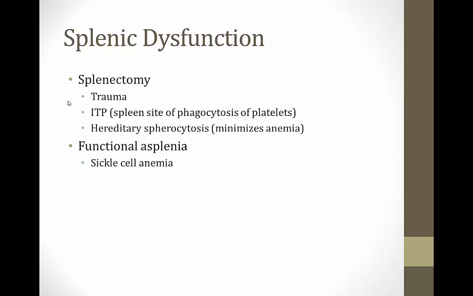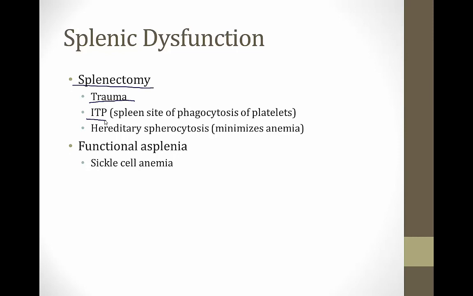So why would someone have absence or a non-functional spleen? Well, one of the first reasons is if their spleen has been removed by a surgical procedure. And one of the most common reasons this is done is because of trauma. If trauma causes bleeding at the site of the spleen, the organ is often removed because you can survive without it. Another reason that people will sometimes electively have their spleen removed is idiopathic thrombocytopenic purpura.